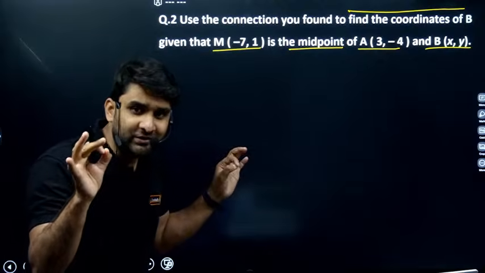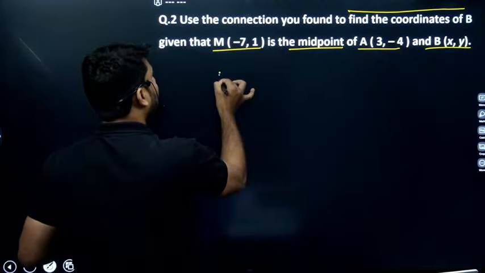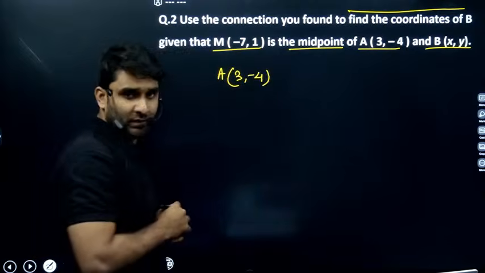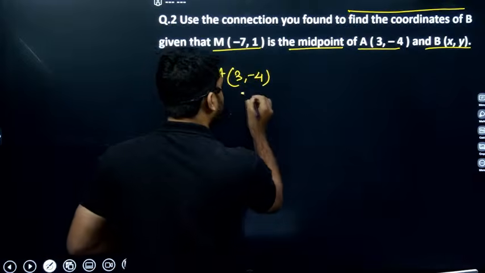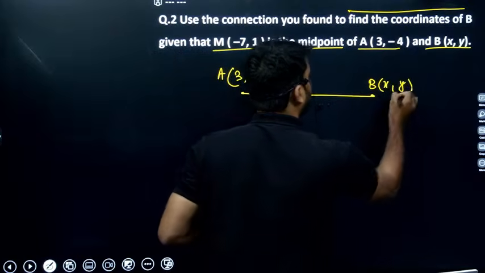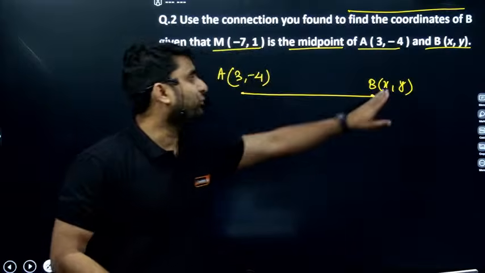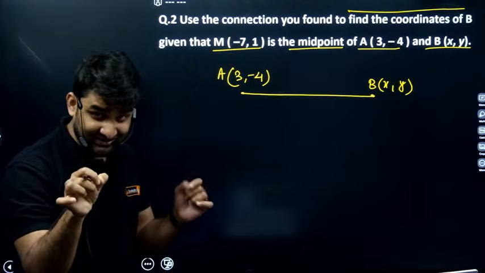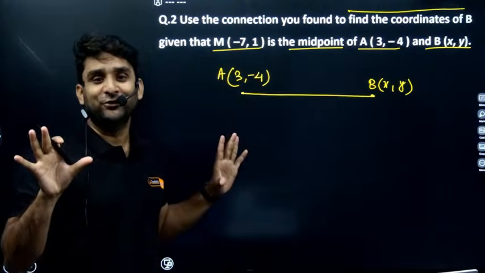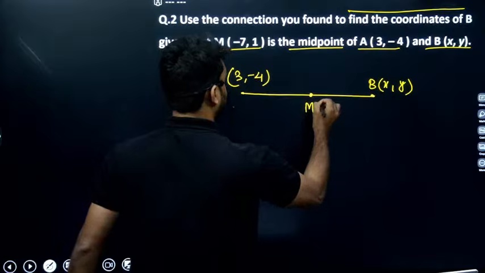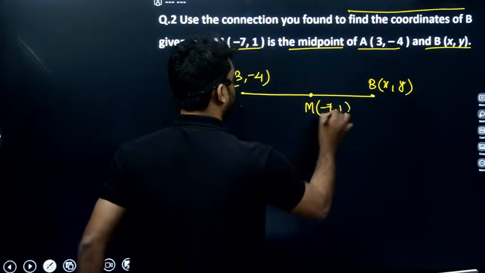So we have 2 terminal points. Point A. The point A is 3 comma minus 4, right? And we have one more point, point B. And we don't know the coordinates of point B. The coordinates of point B are x and y, that we have to calculate. But the twist is, the midpoint is given to you all. This is the midpoint, capital M, minus 7 comma 1.